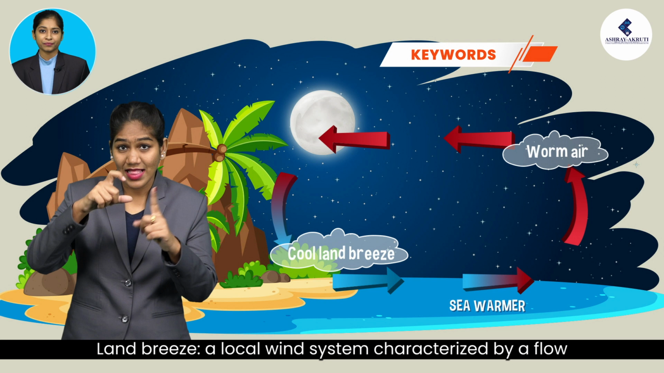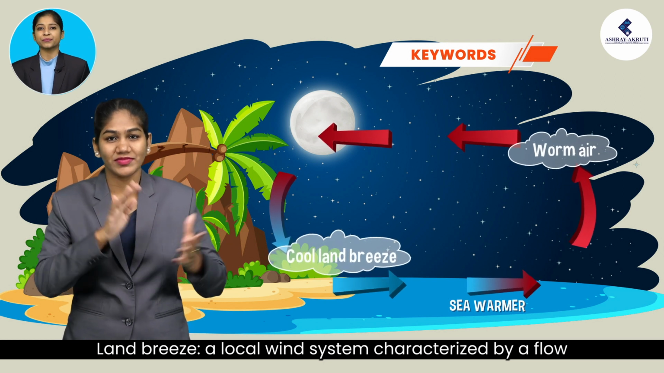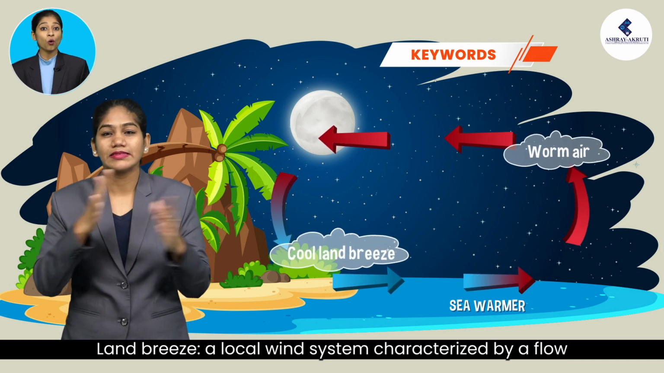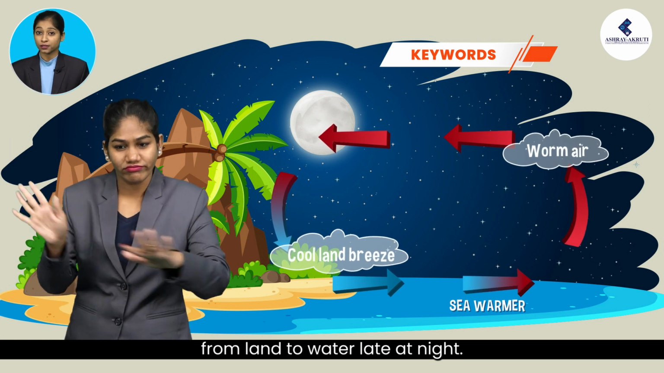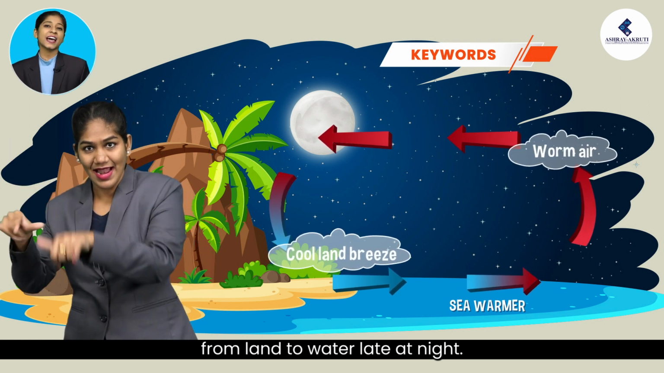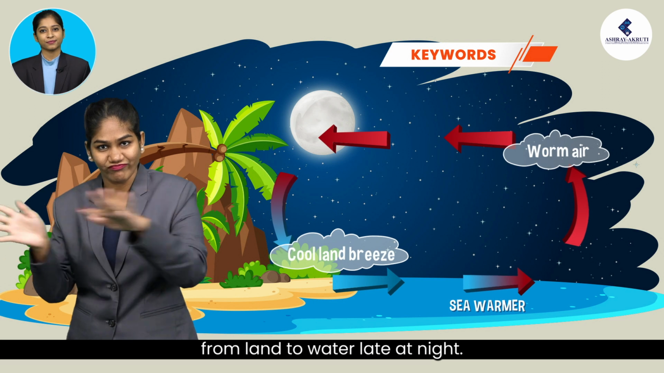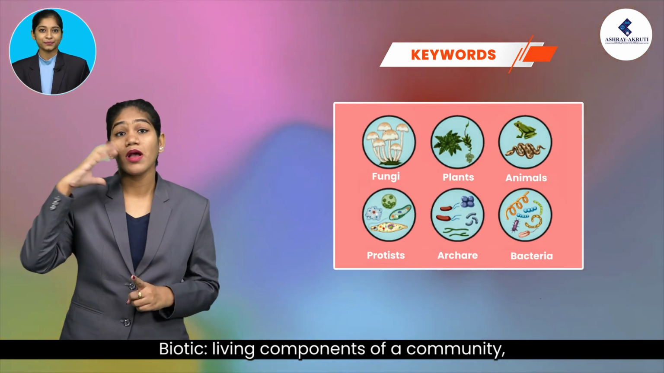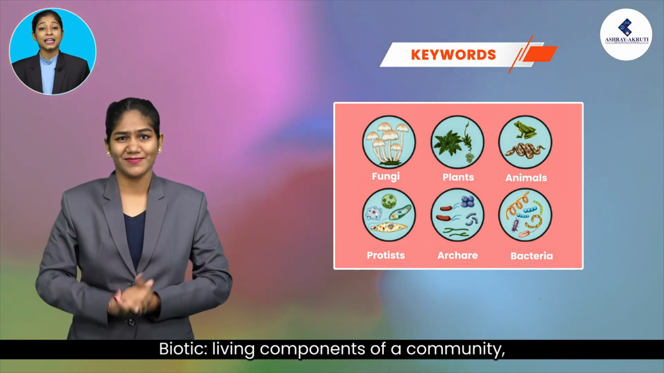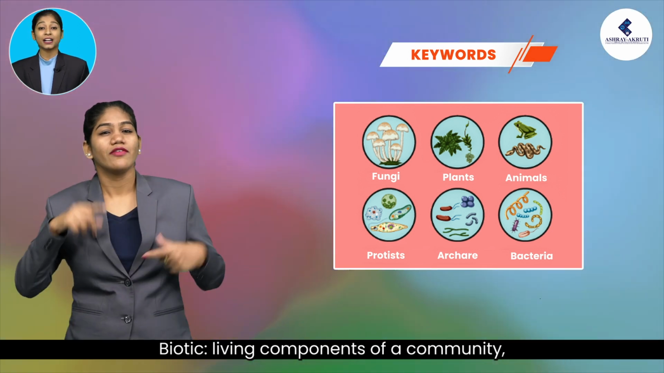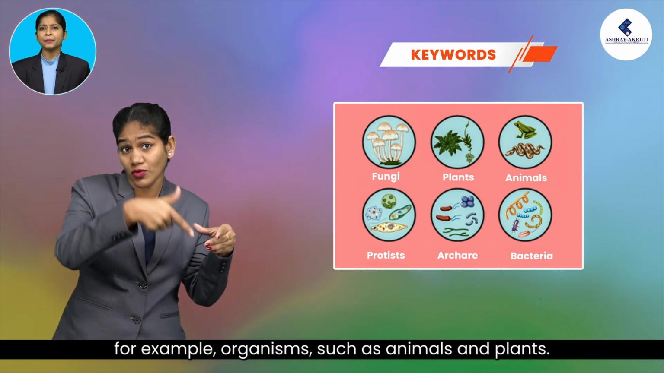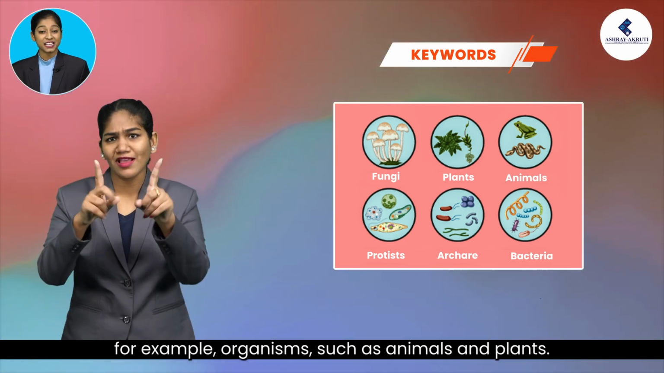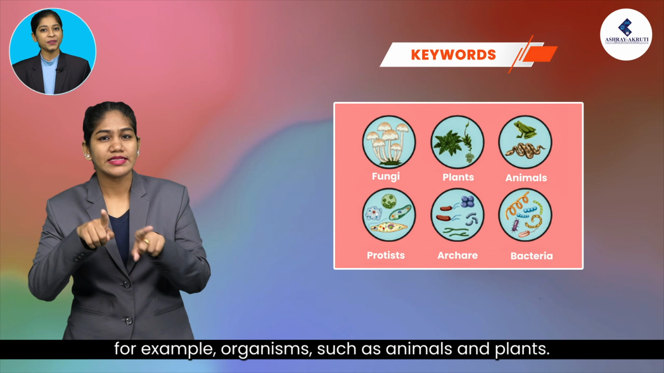Land breeze: a local wind system characterized by a flow from land to water late at night. Biotic: living components of a community, for example, organisms such as animals and plants.